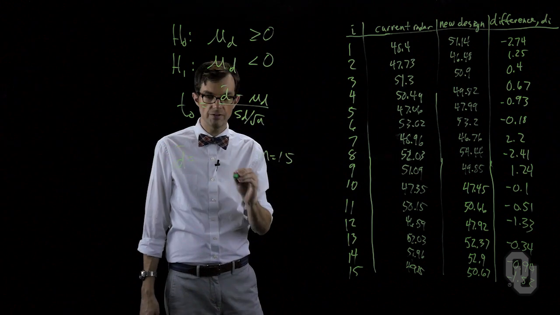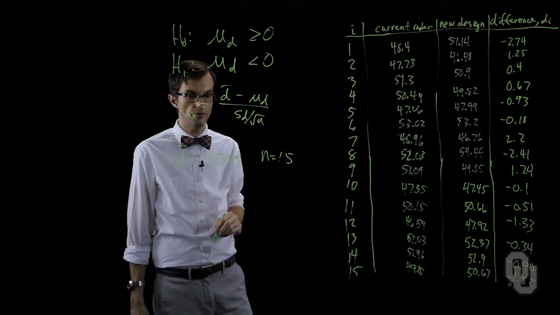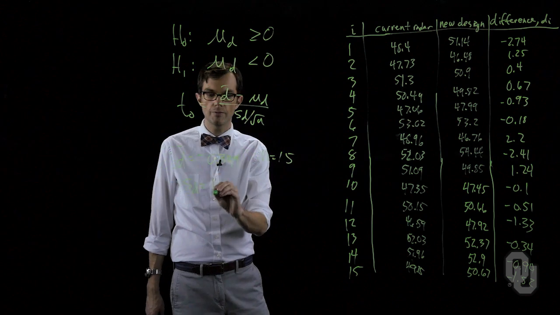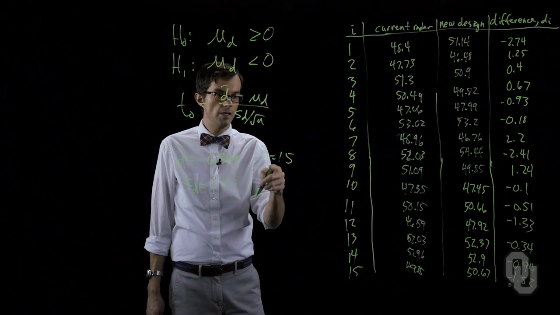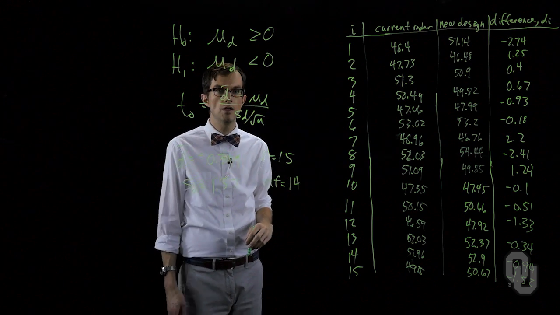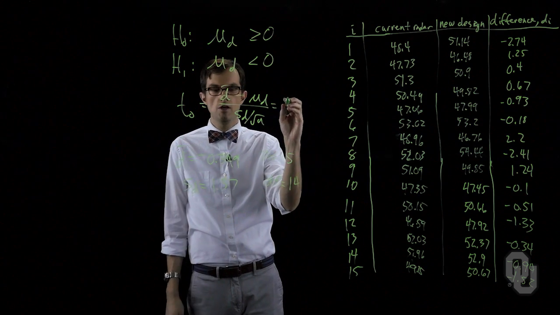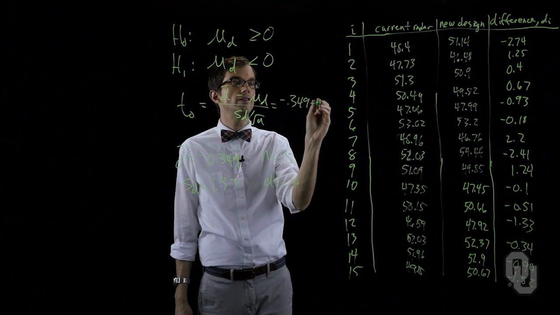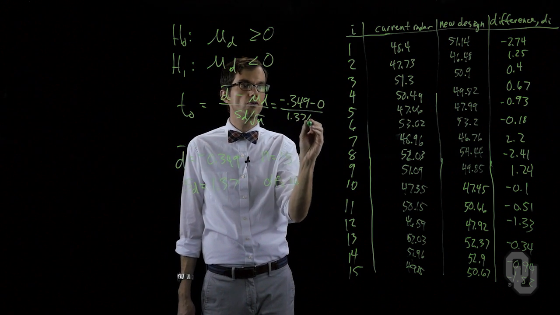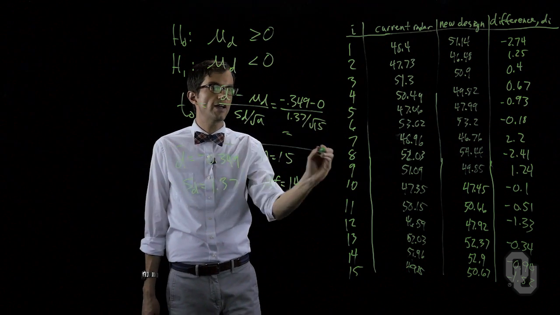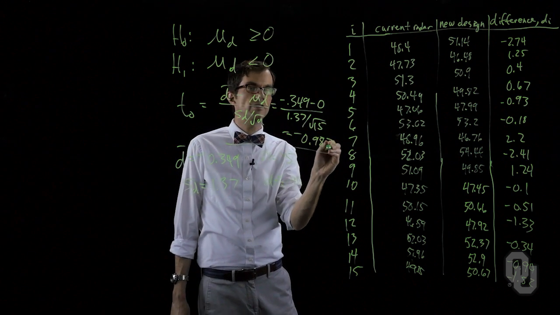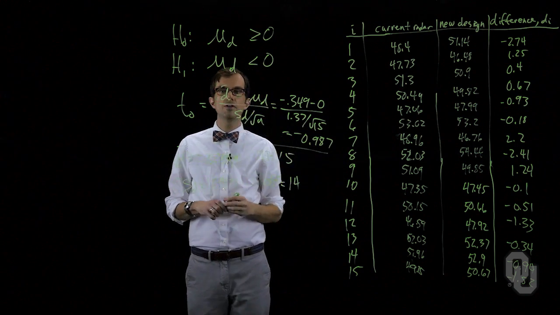That average difference is negative 0.349 miles. And the standard deviation for those differences is 1.37. Okay? N equals 15, that suggests that degrees of freedom is 15 minus 1, or 14. Okay, so we just plug these numbers into here. Negative 0.349 minus 0, divided by s sub d, 1.37 over root 15. Okay, if we do that calculation, we should get a value of negative 0.987. Okay, so our test statistic is negative 0.987.